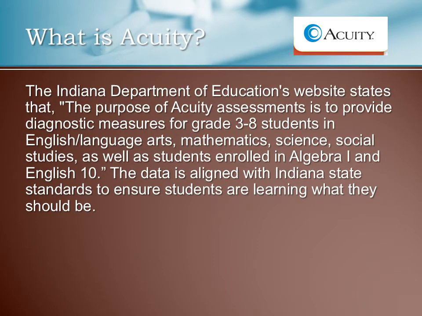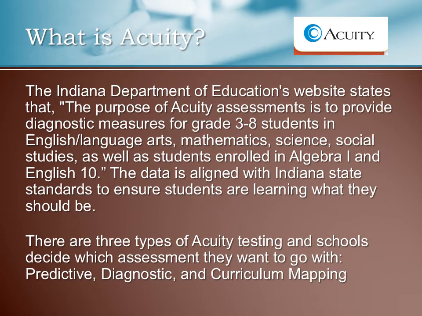The Indiana Department of Education's website states that the purpose of Acuity assessments is to provide diagnostic measures for grade 3 through 8 students in English language arts, mathematics, science, social studies, as well as students enrolled in Algebra 1 and English 10. The data is aligned with Indiana state standards to ensure students are learning what they should be. There are 3 types of Acuity testing, and schools decide which assessments they want to go with: predictive, diagnostic, and curriculum mapping.